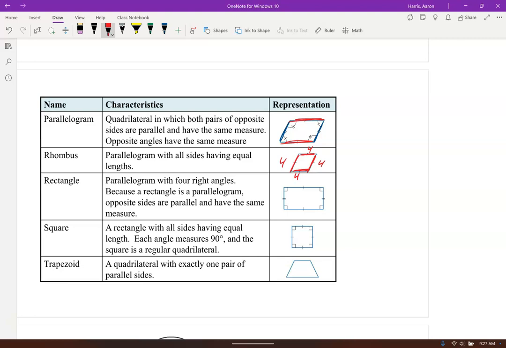A rectangle is a parallelogram. In other words, the opposite sides are parallel, but in addition, it has 90-degree angles, right, in all four corners. A square is a rectangle, but all sides are equal, right? So if that's 4, that's 4, that's 4, that's 4. All sides are equal, and you've got those 90-degree angles because a square is a type of rectangle. A trapezoid is a quadrilateral with only one pair of sides parallel, so that top and bottom here are parallel. Only one pair of sides of the trapezoid would be parallel.